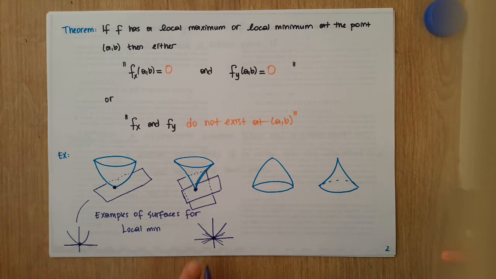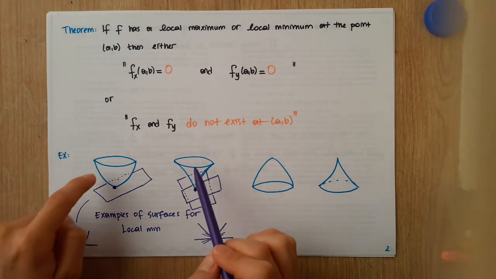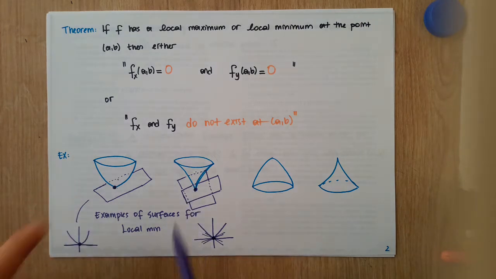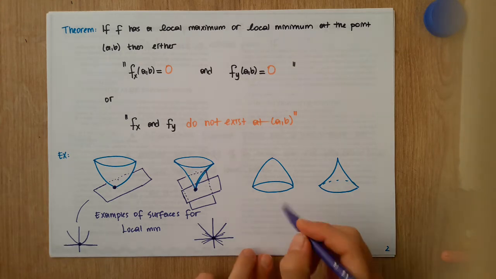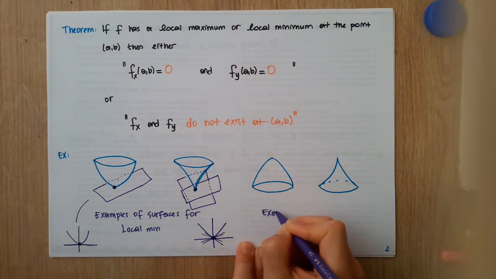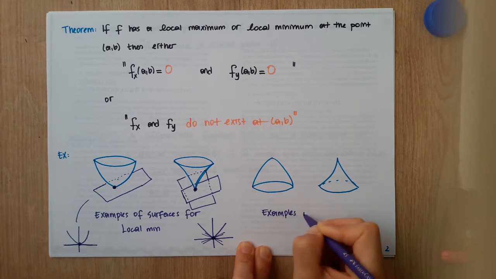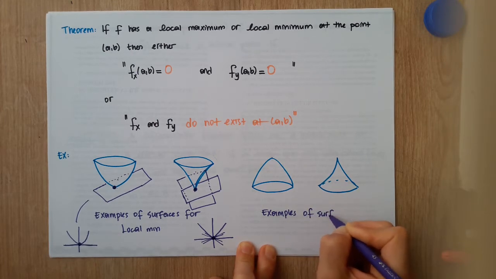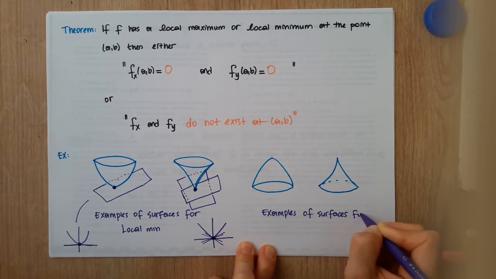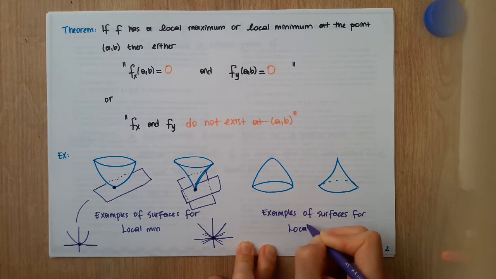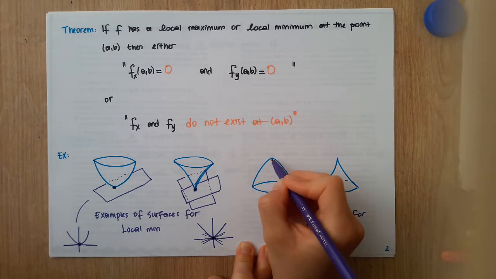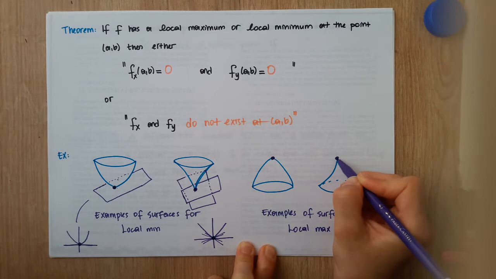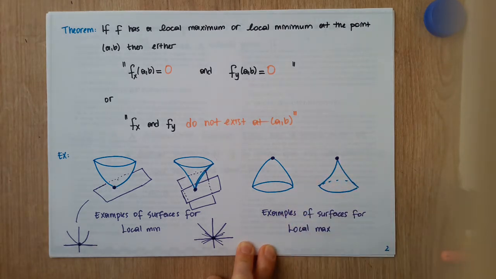Here you are looking for the number of tangent lines, but in the surface case, in space, you should look at the number of tangent planes. And here we have examples of surfaces for local maximum. Again, these points are the highest values here.